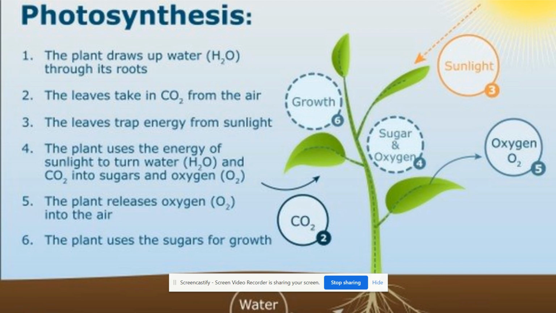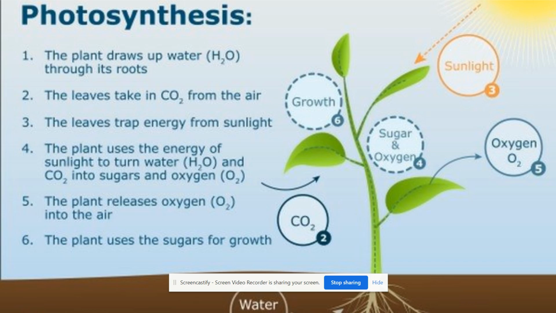So let's look at what are the three main things that are needed for photosynthesis. Well, one of the first things the plant needs is water, H2O. And so plants are going to get water through the roots. They're going to pull in those water molecules from whatever precipitation has fallen into the ground.